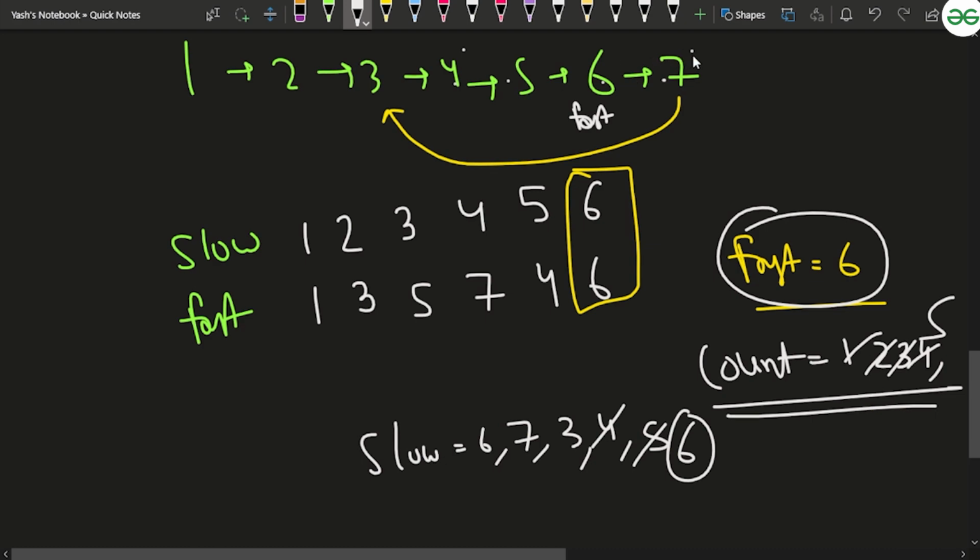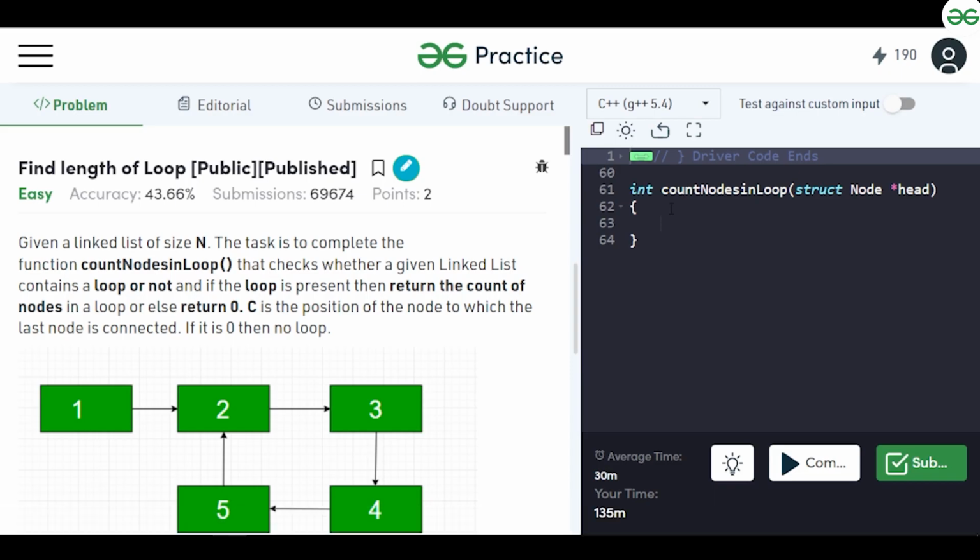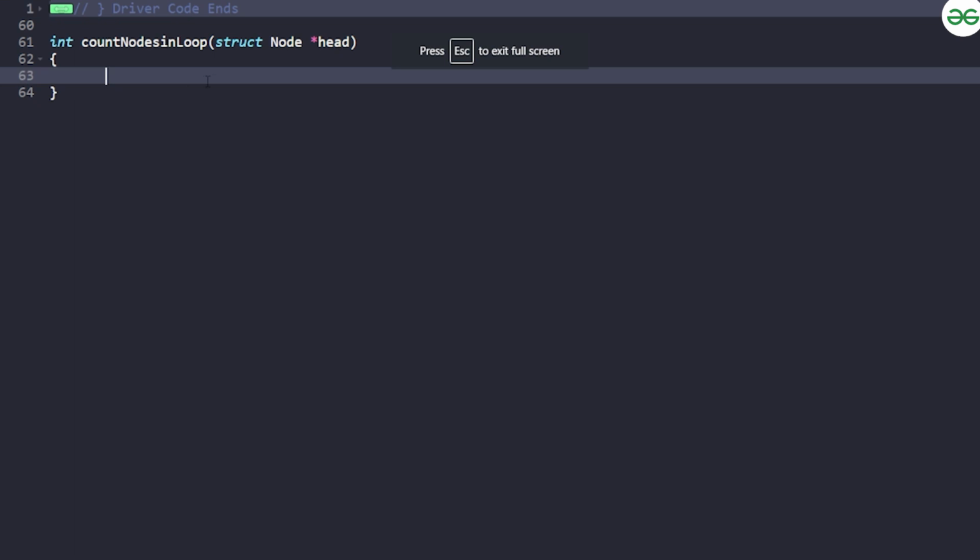Slow moves first to 7, then 3, then 4 and 5. So your count gets incremented 4 times. That means the total count was initially 1, because slow was standing initially at this node. So the total number of nodes, that is nothing but the count, is equal to 5, and that is the length of the loop, right? So that's how we have to implement this particular question. Let's quickly write the code for this particular problem.